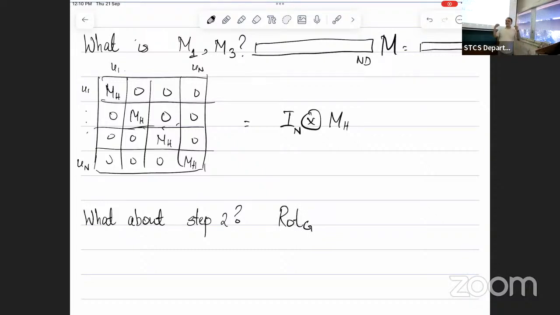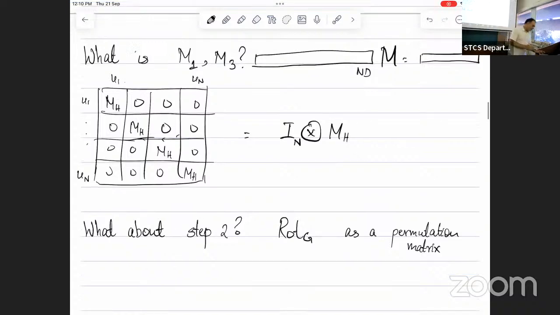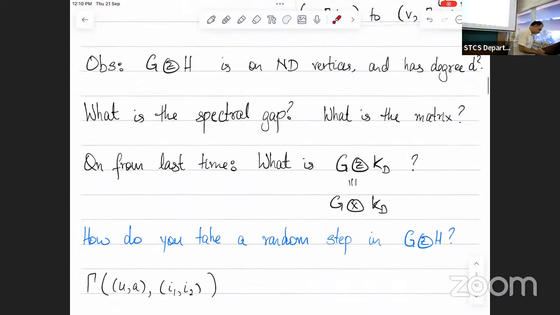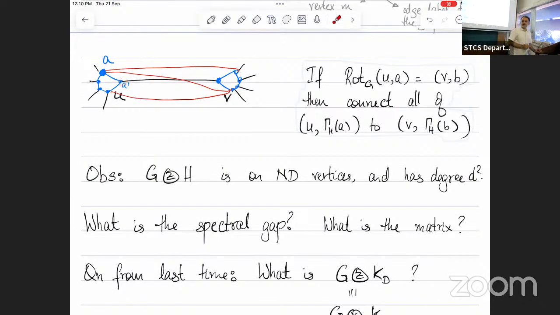Of course, I need to think of this as a matrix now. So this is just the rotation map as a permutation matrix. That is, whatever probability mass you have here, you're shuffling those coordinates to move to the corresponding one. Imagine there was a certain probability with which you could have been in this vertex. After applying the rotation map, the probability of being in this vertex is exactly that. You're basically applying a permutation on ND coordinates, where every coordinate is matched to its rotation map coordinate.